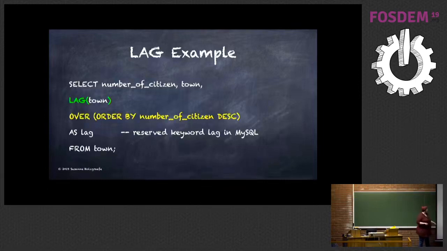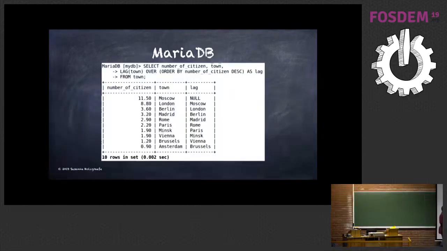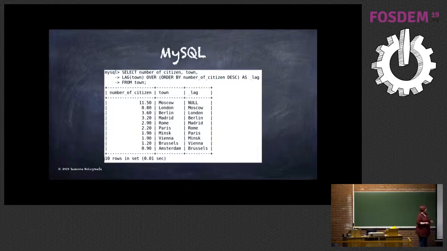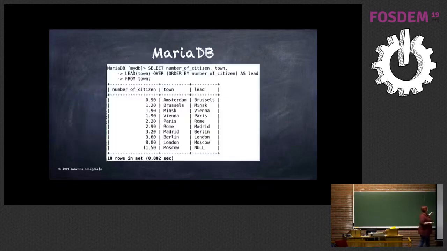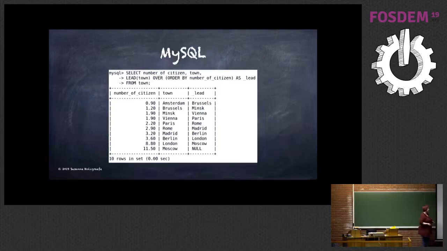So lag, what is it doing? As I said, lag also is a reserved keyword in MySQL. You see it in MariaDB. Lag always shows you the row before the other row. So Moscow, London, Berlin, Madrid, Rome, and so on. So you know which row is before that. Same here. And lead is vice versa, of course. As I said, in my example I just forgot the DESC at the end. So lead is the after, so you see it's sorted vice versa. It's always what comes next. So Brussels, Minsk, Vienna, Paris, Rome, Madrid. What comes next? MySQL is similar, as you see.